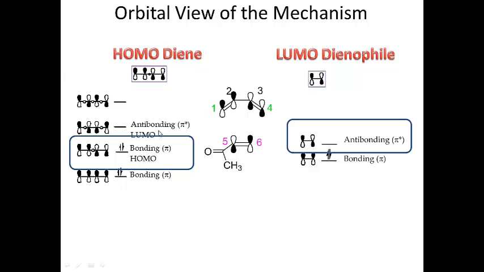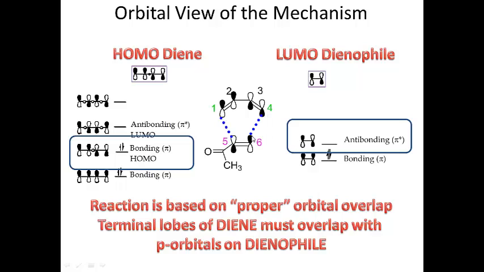And then the terminal lobes here have to be able to overlap, and they have to have the same sign. Notice this orbital and this orbital, they're both shaded. They have the same sign, and then this orbital and this orbital are both unshaded, so they have the same sign. So the terminal lobes, meaning the outermost lobes of my diene, have to overlap with the p orbitals on the dienophile. The reaction is based on proper orbital overlap. So these p orbitals have to be able to overlap with one another in order for those two new sigma bonds to form, and in order for that pi bond to get shifted.